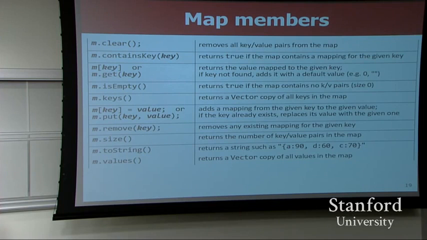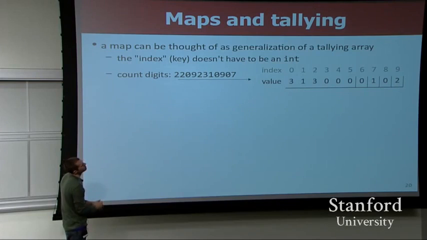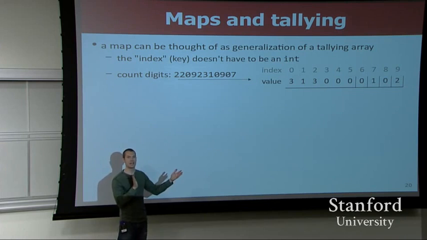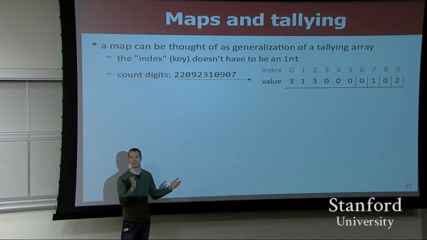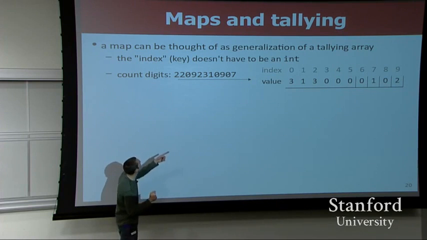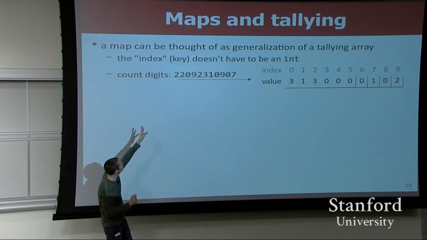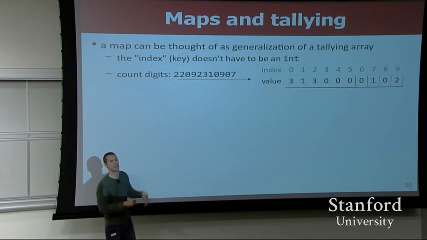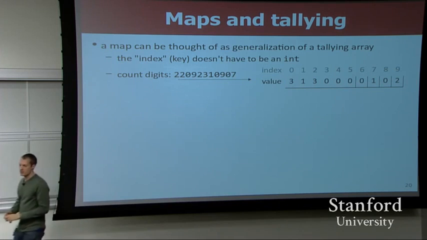So one particular way that maps are useful is you can use them for tallying and counting. So you might have seen this trick before. If you want to count occurrences of digits in a big integer, how do you count them? Well, you can make an array of size 10, and then in index 0, you count all the 0 digits, and in index 1, you count all the 1 digits, and so on. And so in that number right there, there's 3 copies of the number 2. So in index 2, I'll store a 3. And you could do that sort of thing with an array.